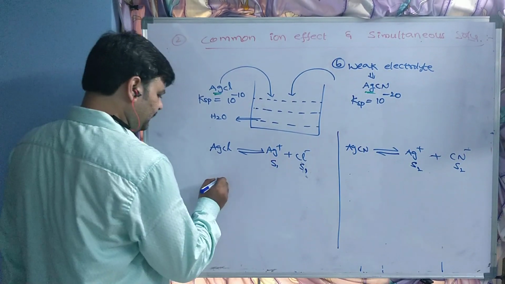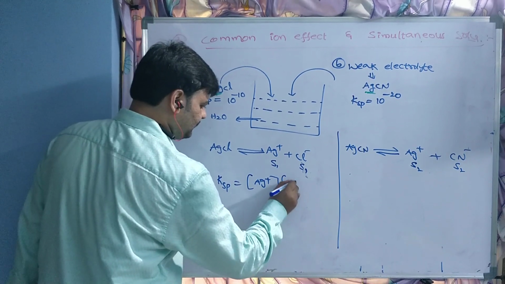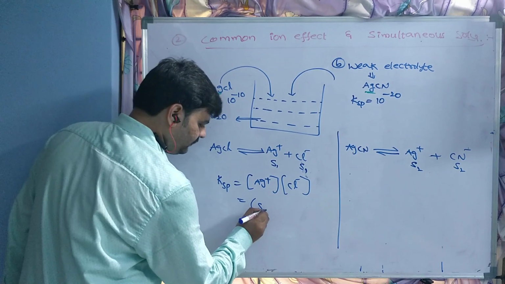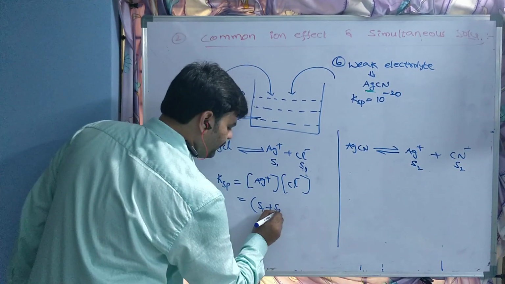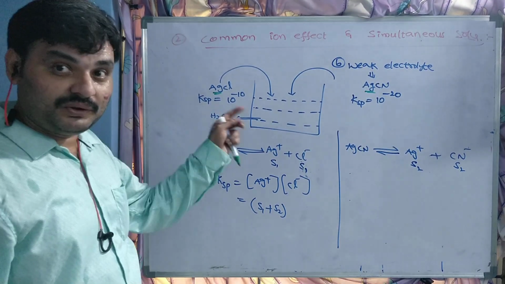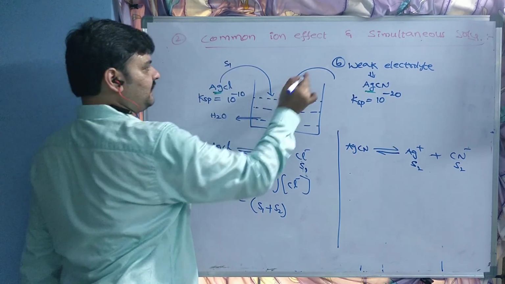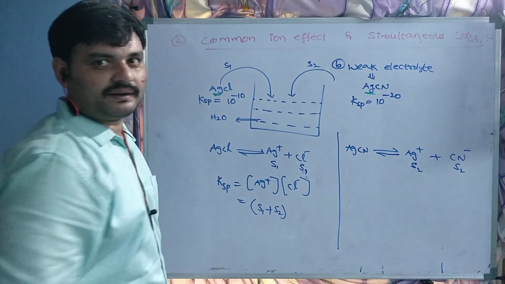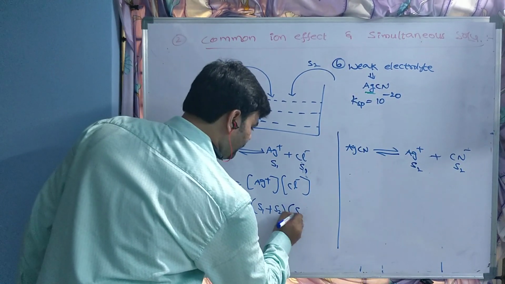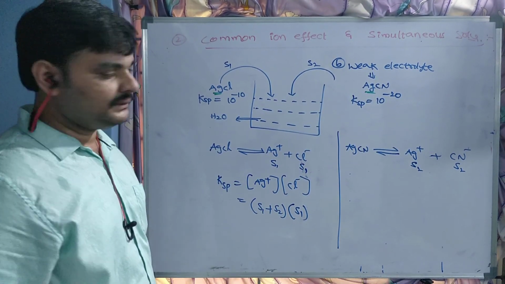Now let's see the Ksp. Ksp is equal to the concentration of Ag plus times the concentration of Cl minus. The concentration of Ag plus is S1 plus S2, because both salts are present in the same container, not in different containers. S1 is from this side and S2 is from the second compound. So the total Ag plus concentration is S1 plus S2, and Cl minus is only S1, because the second compound contributes no Cl minus.